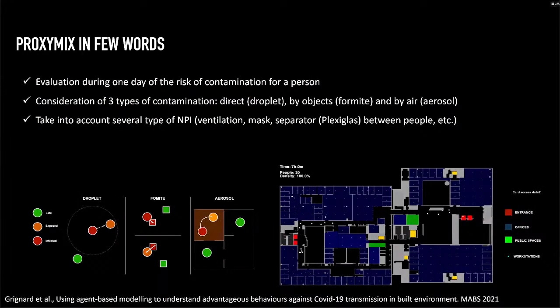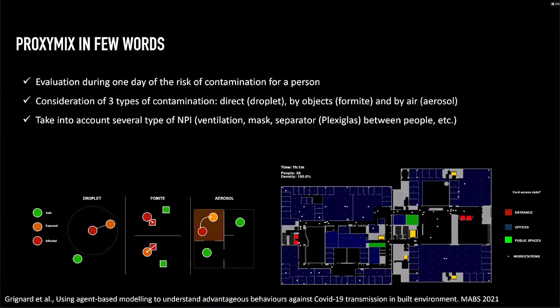So, Proxemics in a few words: the version of Proxemics dedicated to COVID-19. The idea was to evaluate during 1 day the risk of contamination for one person. And this model allows us to take into account three types of contamination. The first one is direct contamination, by droplet. The second type of contamination is by objects, the fomite transmission.